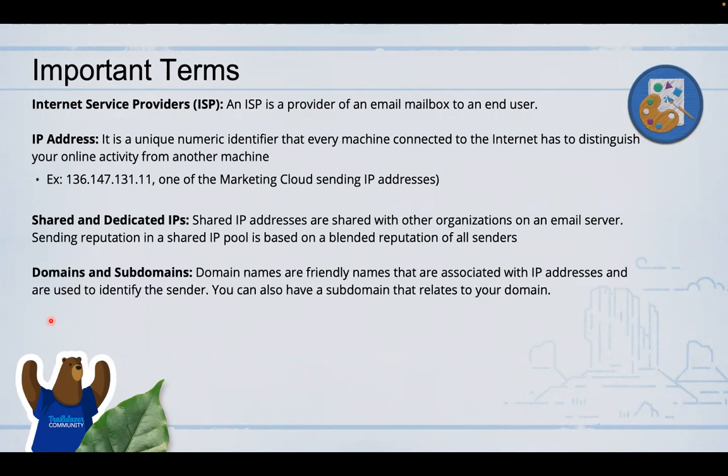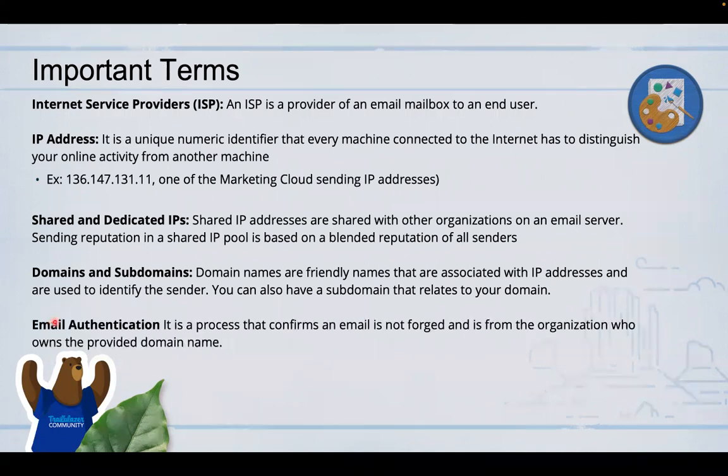Then we also have something called domains and subdomains. For every IP address, we also associate a friendly name called a domain name. So instead of using IP addresses, we also refer to the domains. This is purely to identify the sender. Then we have email authentication. This is a process that checks whether this IP address and this domain are authorized to send out an email or not.